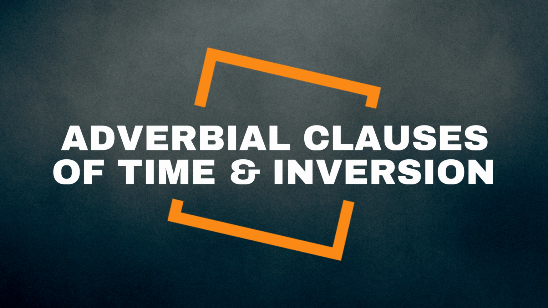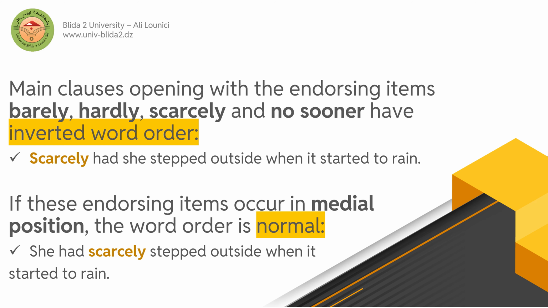Now let's move to adverbial clauses of time in relation to inverted word order. When the main clause opens with a negative item such as barely, hardly, scarcely, and no sooner, the main clause uses inverted word order. In other words, we don't say "scarcely she had stepped outside when it started to rain." Instead, we should say "scarcely had she stepped outside when it started to rain." However, if the item takes place in medial position, the word order is regular. So we say "she had scarcely stepped outside when it started to rain."